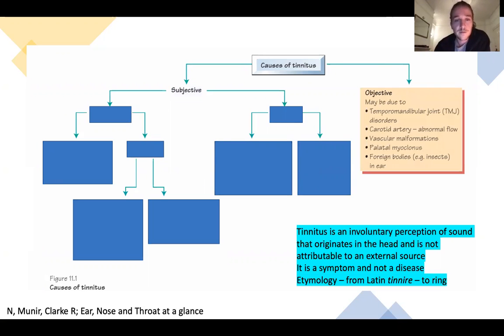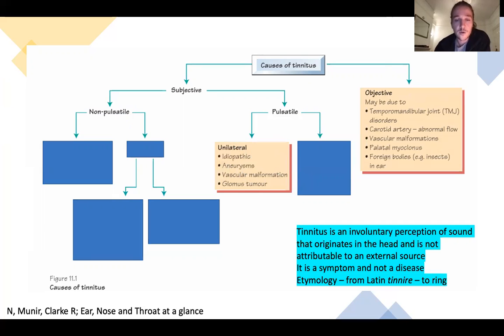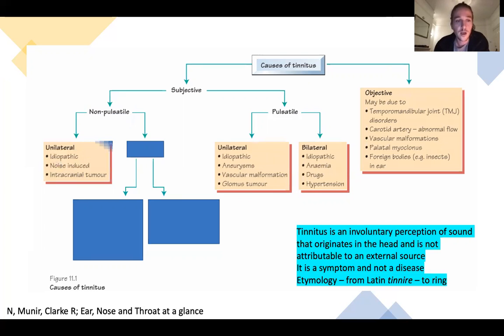Or subjective. And subjective can be further subdivided into pulsatile and non-pulsatile. So pulsatile, I'm sure you can imagine, is things that affect your blood in some way. So if it's on one side, it's probably going to be an aneurysm or a vascular malformation. A glomus tumor is a tumor of your carotid artery. And if it's bilateral, it's probably going to be more something whole blood related, like anemia or a drug cause.